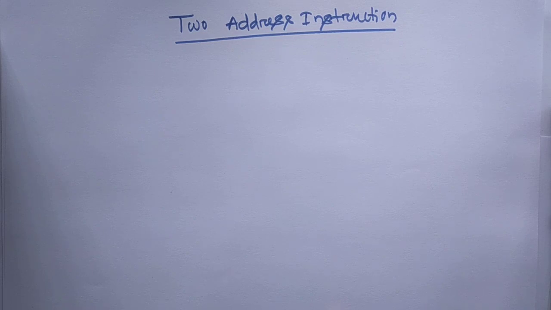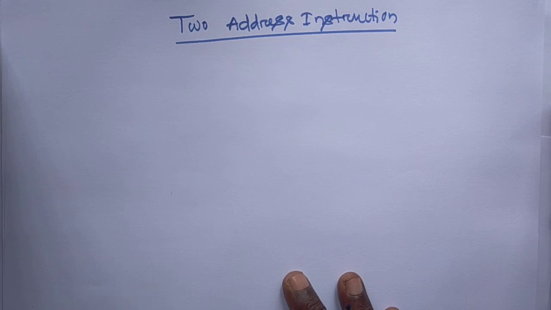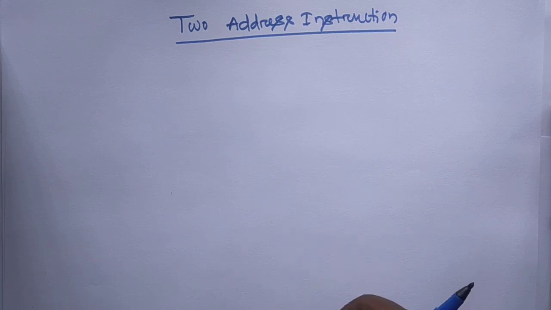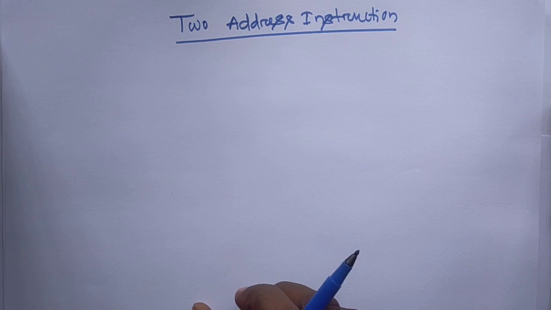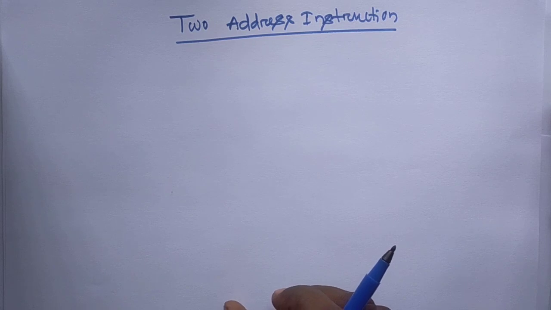Today I will discuss the two address instruction. I have already discussed three address instruction in the last lectures, so today I will discuss two address instruction. Here, each instruction is defined through two operands, two variables. Based on that we can define it as a two address instruction.